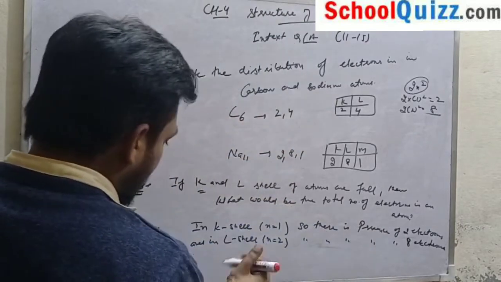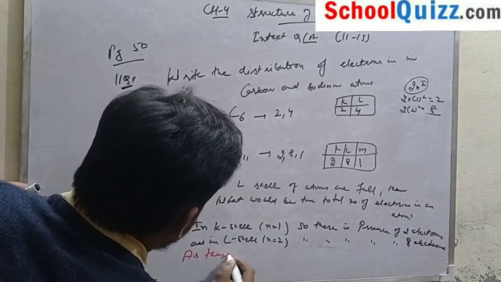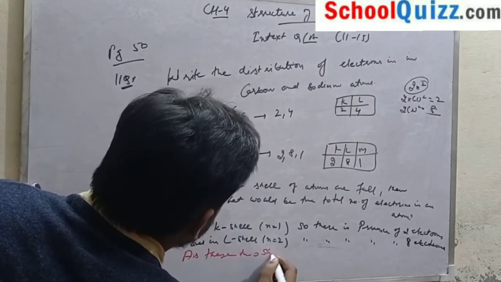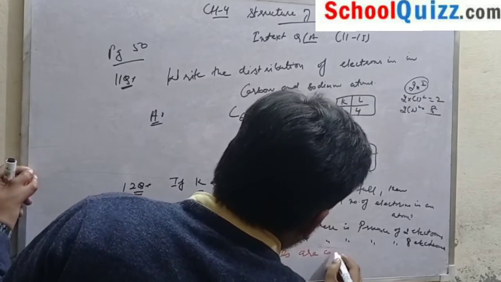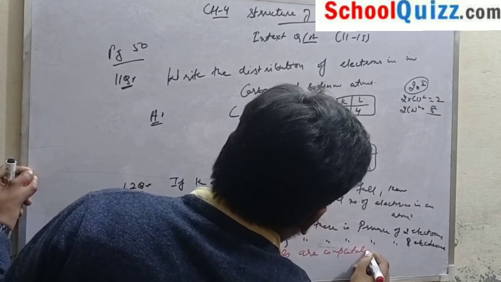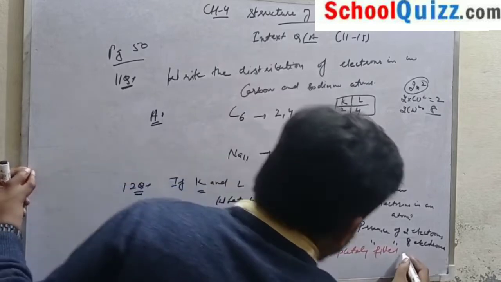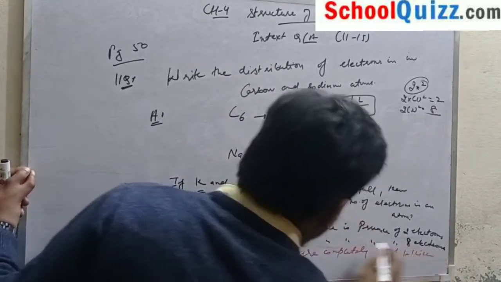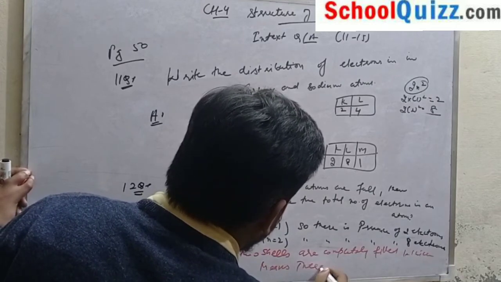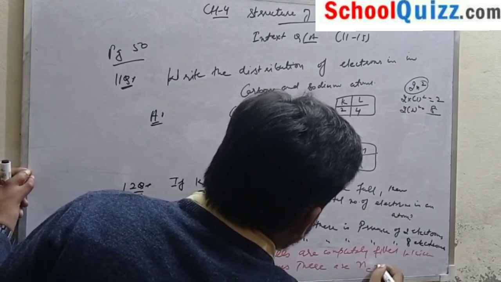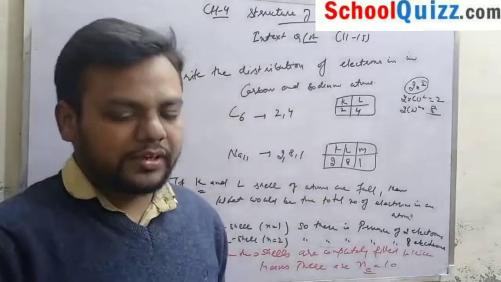As these two shells are completely filled, the number of electrons is equal to 10.